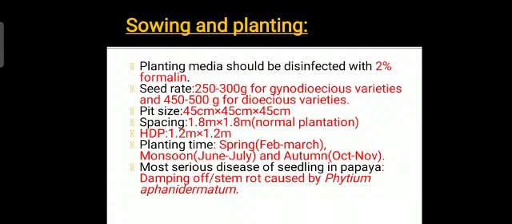Spacing is 1.8 meter by 1.8 meter for normal plantation, and under high density plantation it is 1.2 meter by 1.2 meter. Planting time is spring, which is from Feb to March, monsoon, which is from June to July, and autumn, which is from October to November. Most serious disease of papaya seedling is damping off or stem rot, which is caused by Pythium aphanidermatum.